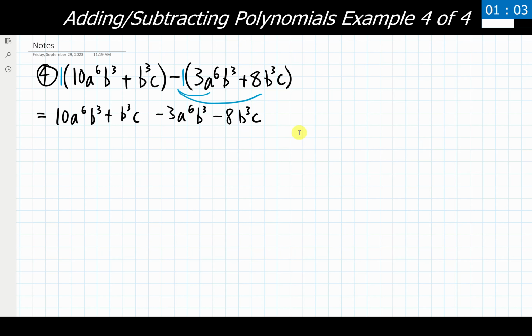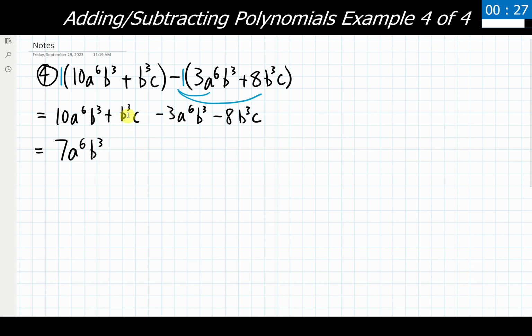Or if you're someone who can keep track of what we have and haven't combined together, you're more than welcome to do that here and just combine them and write the results afterwards. So I'm noticing that I have an a to the 6th b to the 3rd and another a to the 6th b to the 3rd term over here. So I can add these coefficients together. I have 10 minus 3, and that's going to give me a 7 for my coefficient. Remember, the a to the 6th b to the 3rd stays the exact same. It does not change when we are adding or subtracting like terms together.